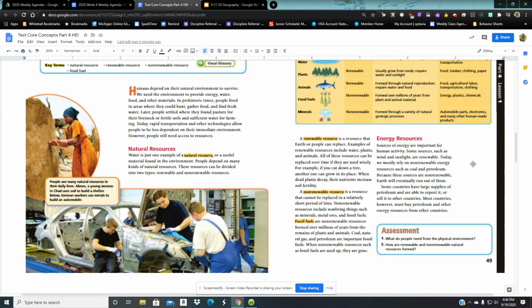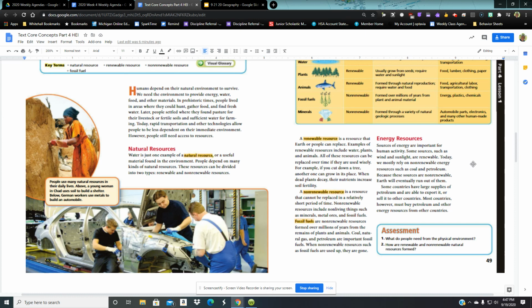Today, we mostly rely on non-renewable energy. We still use a lot of fossil fuels when scientists are trying to convince us that it'd be better for our environment, reduce climate change if we use these renewable resources like wind, sunlight, and hydroelectricity.